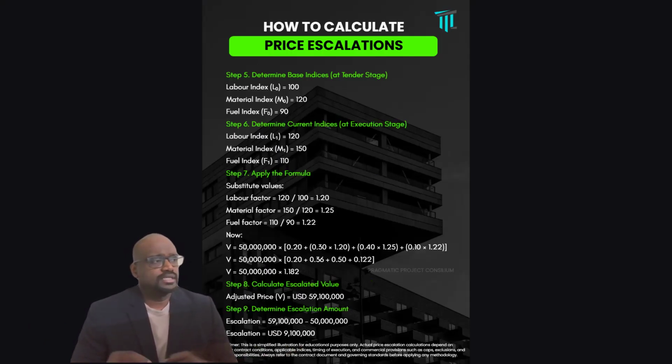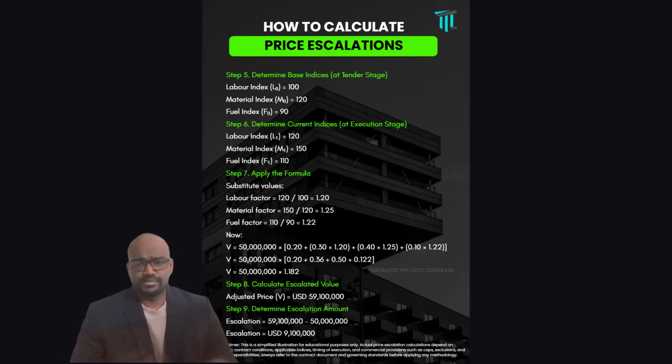The labor index L1 is the current index for which you are asking for the escalation. For example, it has increased from 100 to 120. The material index has increased from 120 to 150. The fuel index has increased from 90 to 110. Always remember that it not only increases, it can also decrease. So apply the formula and substitute the values. Now you get the differences: the labor factor goes to 1.2 times, the material factor increases to 1.25 times, and the fuel factor increases to 1.22 times.